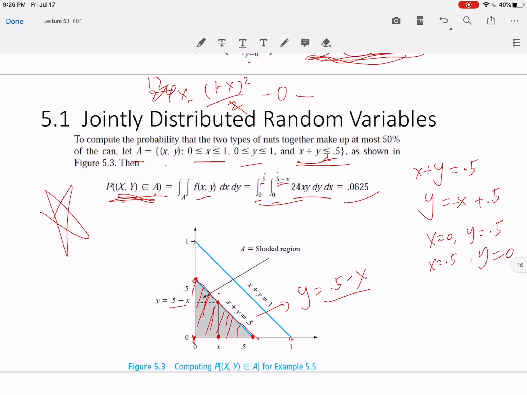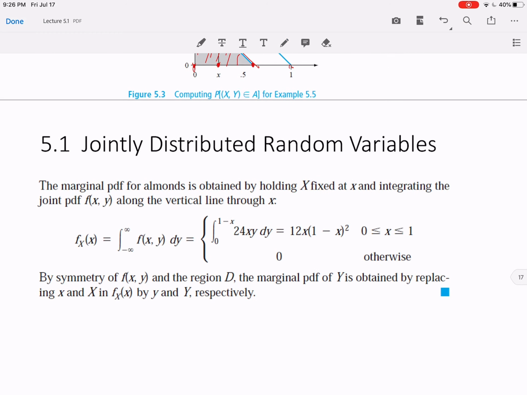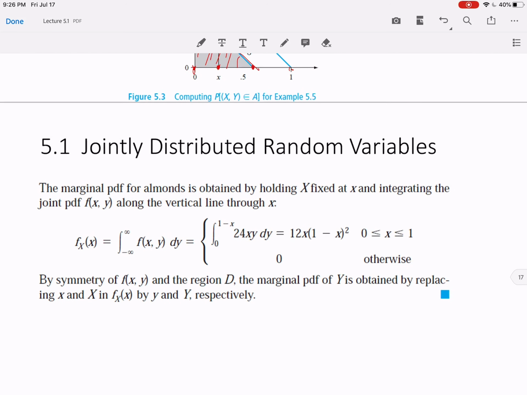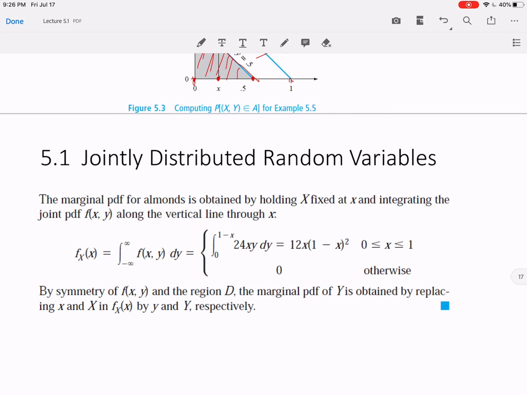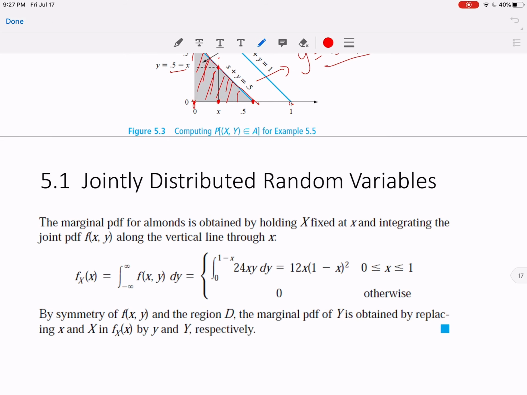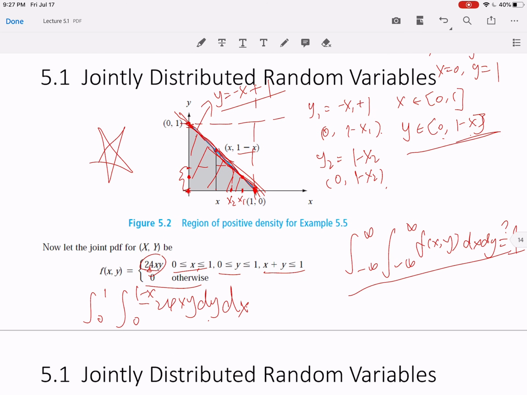All right, so once this is clear, let's take a look at the marginal PDF. Actually, we have gone over the marginal PDF, but let's take a look at how to find it in this case. The marginal PDF for x is obtained by holding x fixed and integrating the joint PDF over y. So if you want to find the marginal PDF of x, you hold x fixed and then integrate the PDF over y. Like what we just saw above, I will clear that.